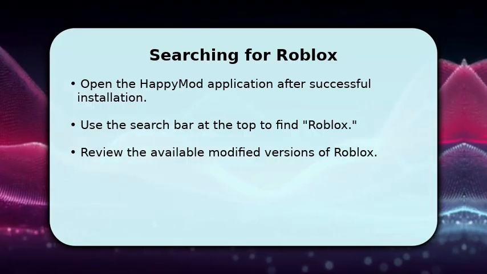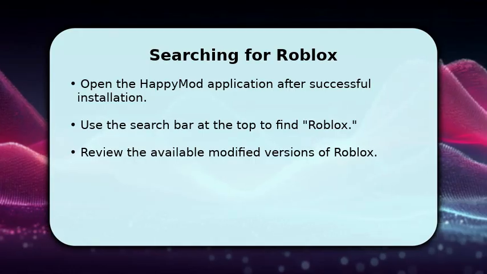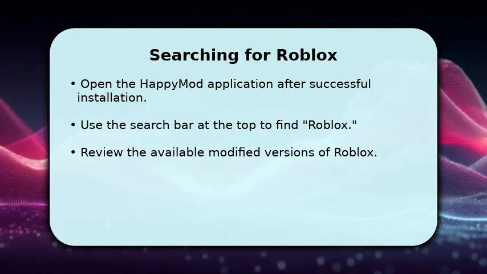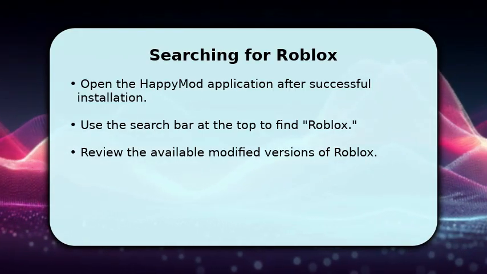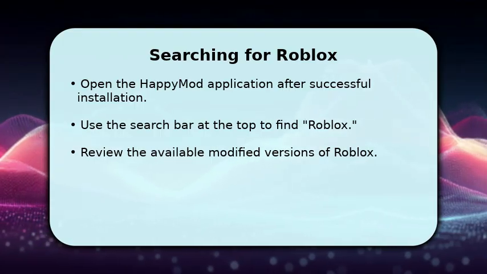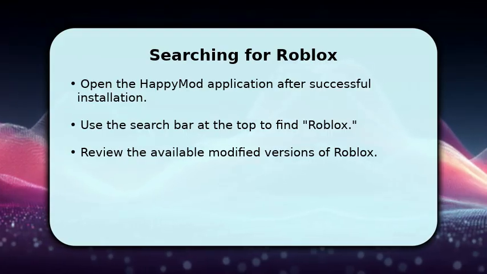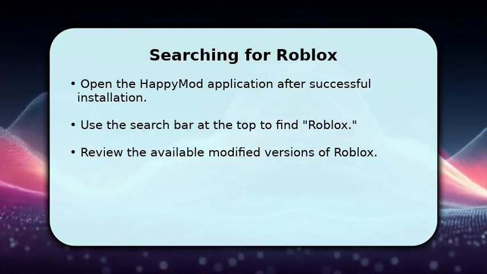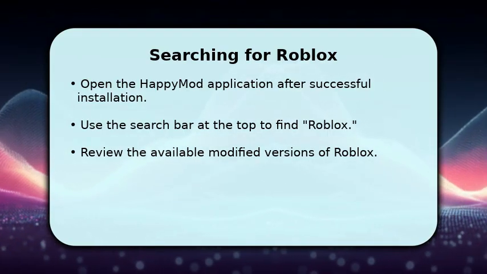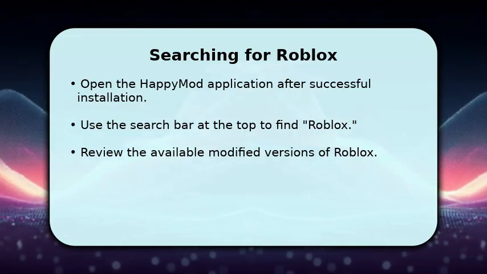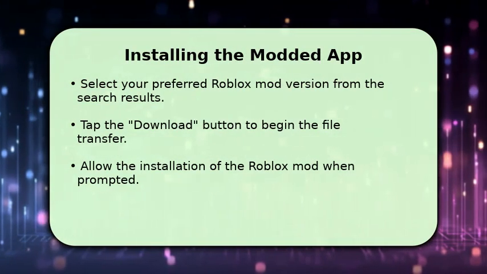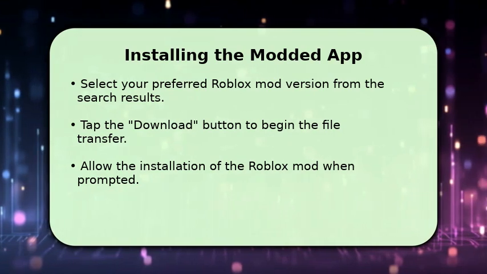Locate the search bar, usually positioned at the top of the screen, and type Roblox into it. Press Enter or the search icon to view the results. Happymod will display various modified versions of Roblox. Take a moment to review these options, paying attention to download counts and user ratings to help you choose a popular version. Once you have chosen a Roblox mod version, tap on it to view more details.